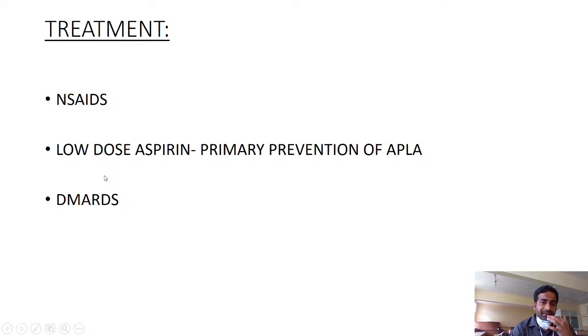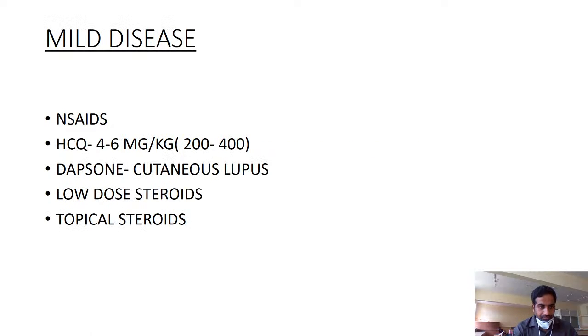Low-dose aspirin can be given for primary prevention of APLA. Mild disease, NSAIDs. HCQ you can give at around 4 to 6 mg per kg, around 200 to 400 mg per day.